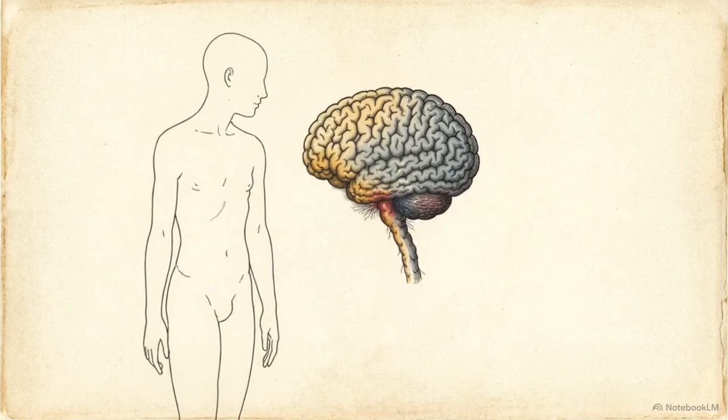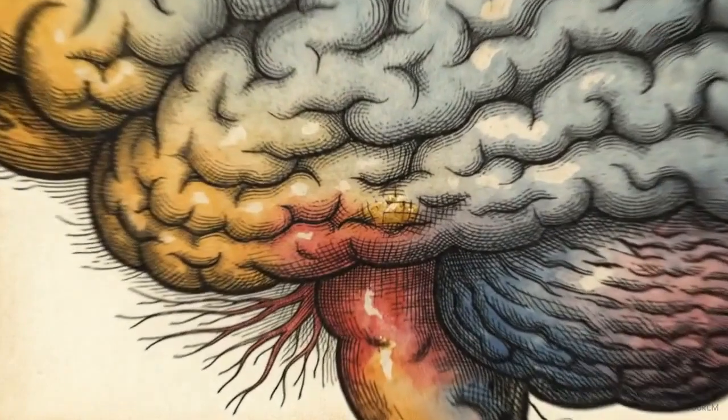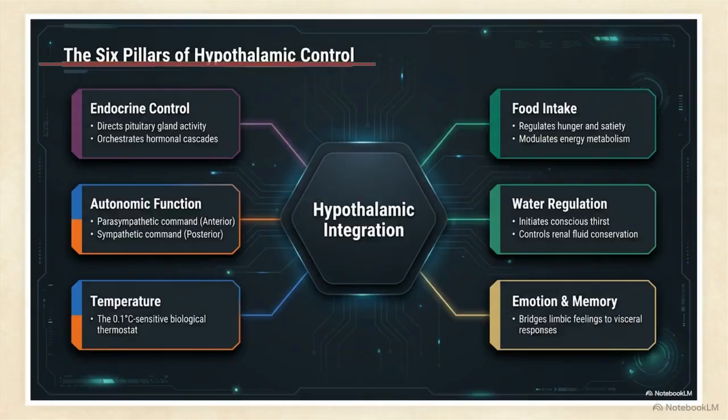Deep inside the human skull sits a structure weighing less than 5 grams. Despite its microscopic footprint, this node, the hypothalamus, regulates all human homeostasis. This infographic outlines the 6 pillars of hypothalamic control.